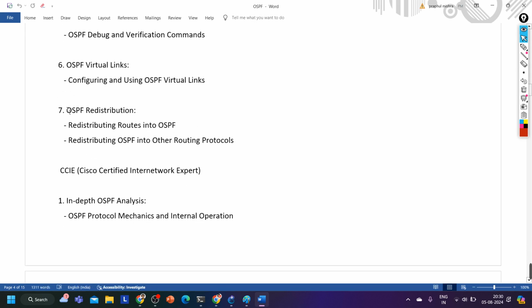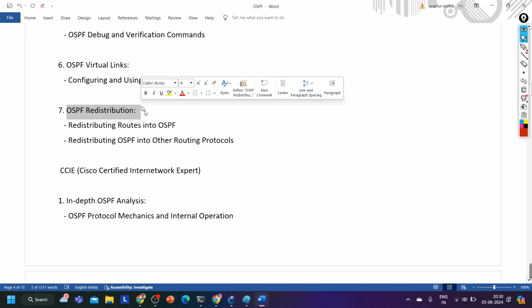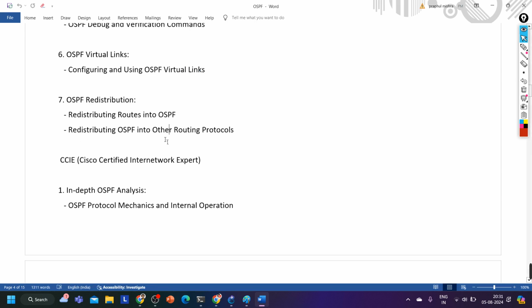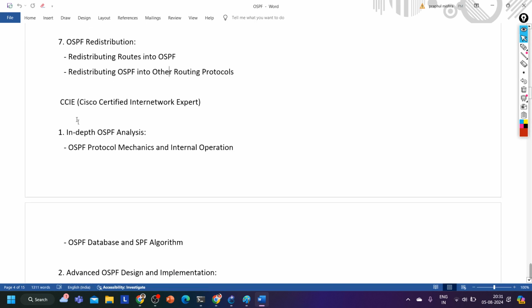Then again, redistribution: how to redistribute EIGRP or another routing protocol into OSPF. Till now you know how to redistribute any other routing protocol into EIGRP or RIP, right? Now you are going to learn how to redistribute EIGRP into OSPF and OSPF into EIGRP or any other routing protocol. So redistribution concepts.